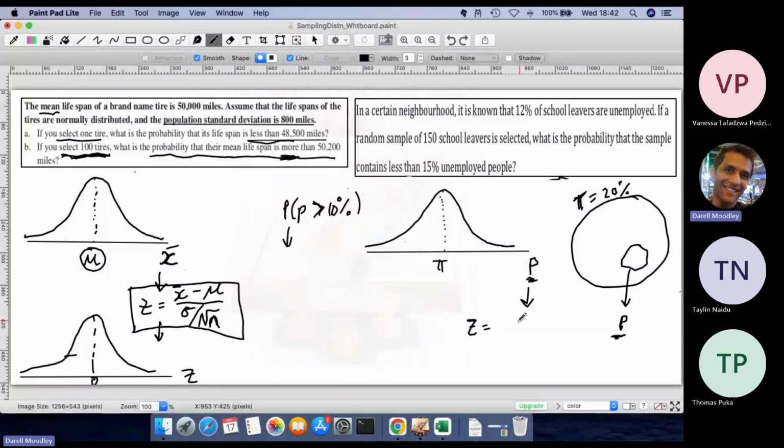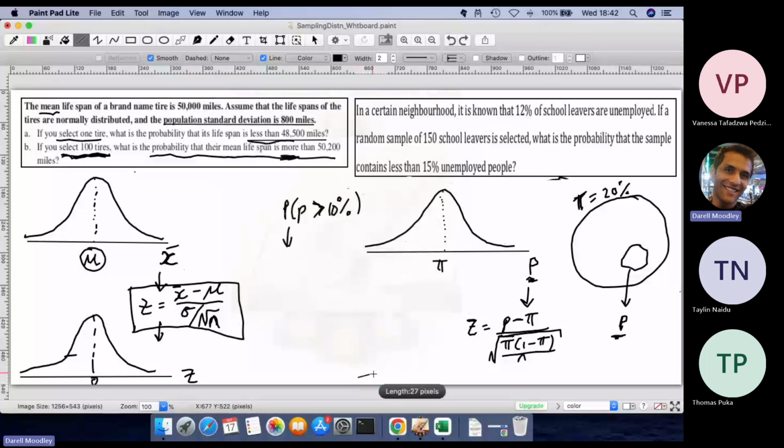So it's Z equals P minus pi all over the square root of pi times 1 minus pi, all over n. Everything in the denominator is under the square root sign. I know it's a big formula. I understand that, but unfortunately, that is the formula. So you need to become familiar with how to use it. That's how you go from P to Z, and then you go back to using your Z distribution at the back of your book to solve it.